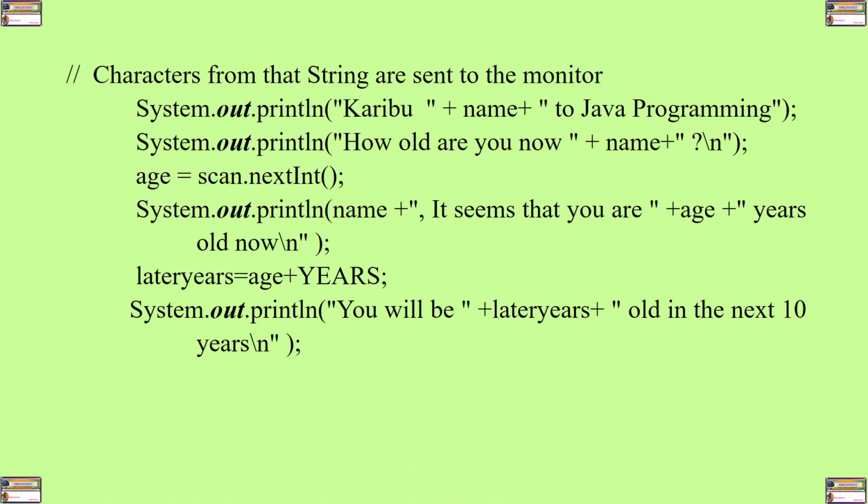And then it is followed by an output statement which says you will be whatever figure you have gotten as later years. For example, if you entered 5, and the value that has been given the memory location called years is 10, then the program will display you will be 15 years old in the next 10 years. And that is the end of that method and the end of the program.